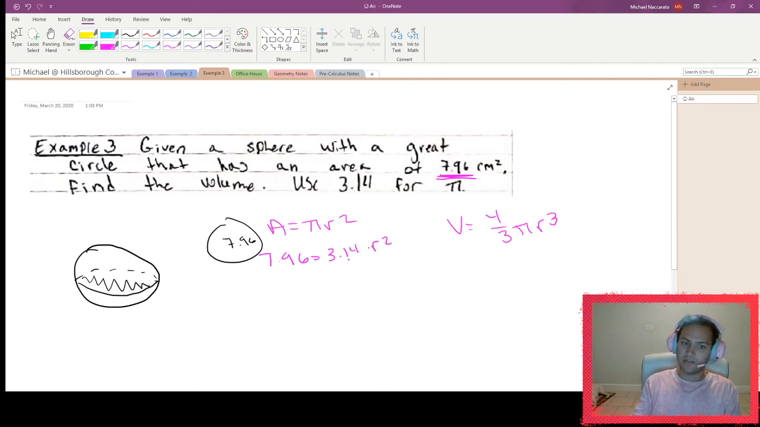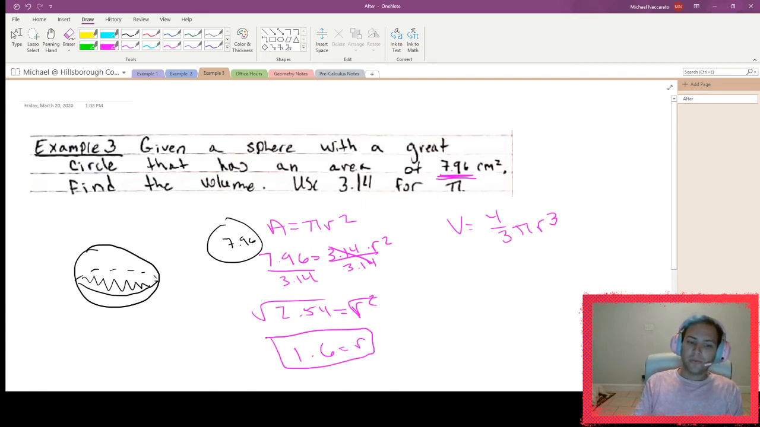Well, then I can solve this equation, right? I would divide the left and the right side by 3.14. That causes that to cancel, so I have r squared left here. And when I divide 7.96 by 3.14, I get 2.54. So then I go ahead and just square root both sides, and the square root of 2.54 was approximately 1.6. So now I know the radius is 1.6.